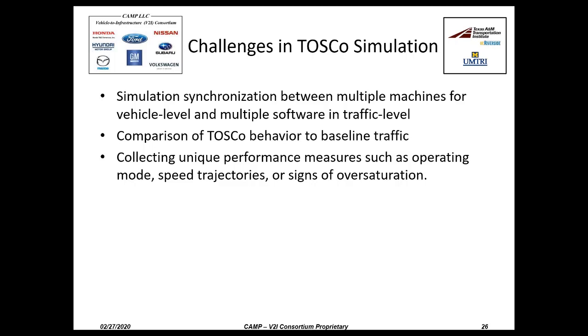We had to collect unique performance measures, such as operating mode. That is, what did they choose to do? Did they speed up? Did they do a coordinated stop? Did the vehicles perform a coordinated launch? We built code to help record these operating modes in the simulation. And we had to record speed trajectories, like I showed several of here, to describe how the vehicle started up from a stop.